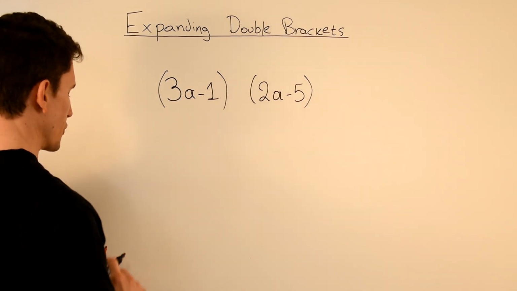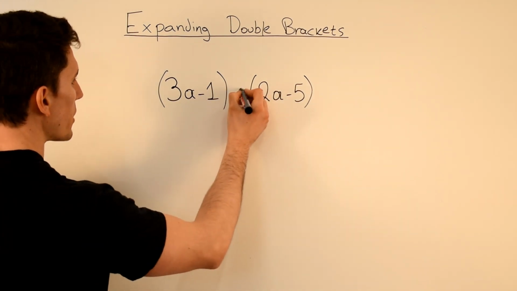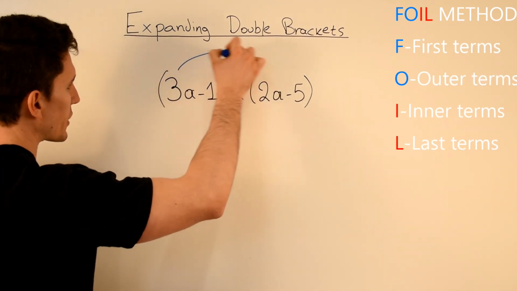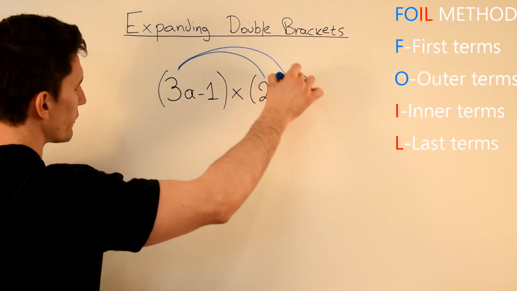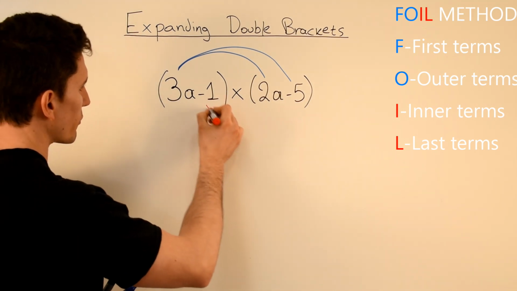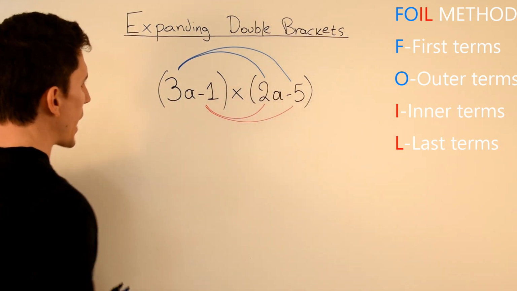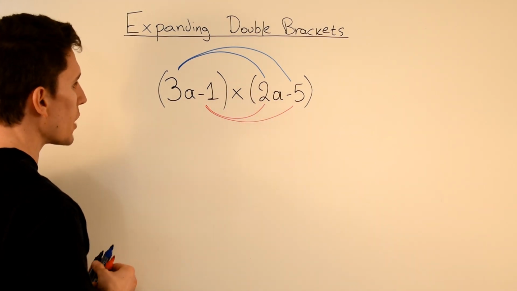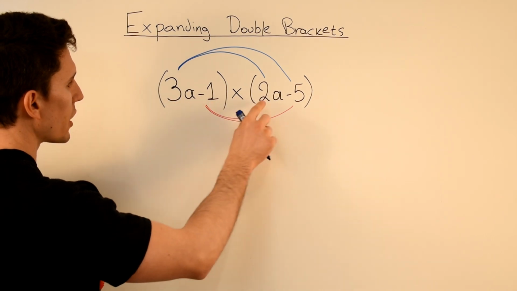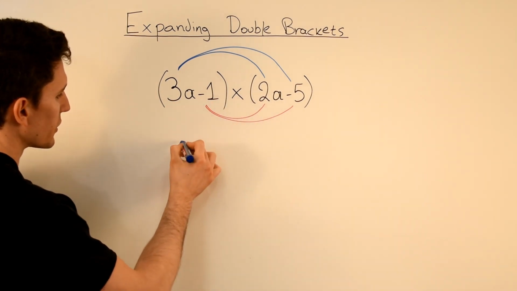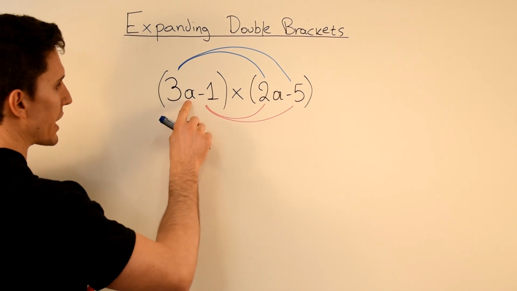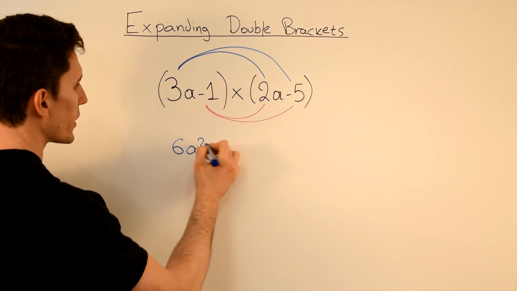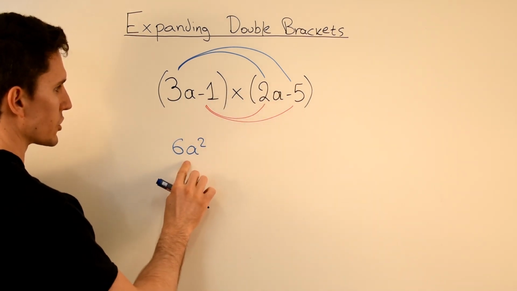So in this final example, we have been asked to multiply 3a minus 1 by 2a minus 5. Once again, remember, there's an invisible times between the two pairs of brackets. Let's get started with the lines that will represent our multiplication between the terms in the first pair of brackets and the terms in the second pair of brackets. So, how do we multiply 3a with 2a? Let's start with the numbers. What is 3 times 2? Now that is simply 6. Now what is a times a? Now that is simply a squared. Therefore the answer for the first multiplication is 6a squared.